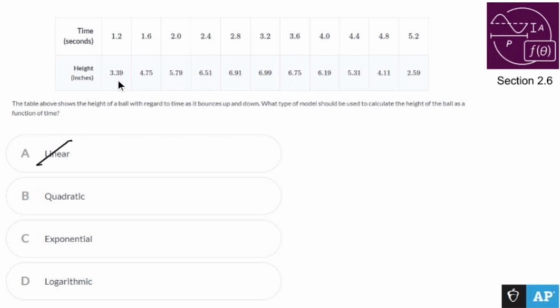Since it goes up and then down, it's definitely not exponential, because exponential only looks like this, where it just goes up. It's definitely not logarithmic, because logarithmic goes like that, which means it bounces up. It still increases, but slows down its increase, whereas exponential increases at a faster rate. This guy bounces up and down. So without doing any real math, I know it's quadratic because it goes up and then down.